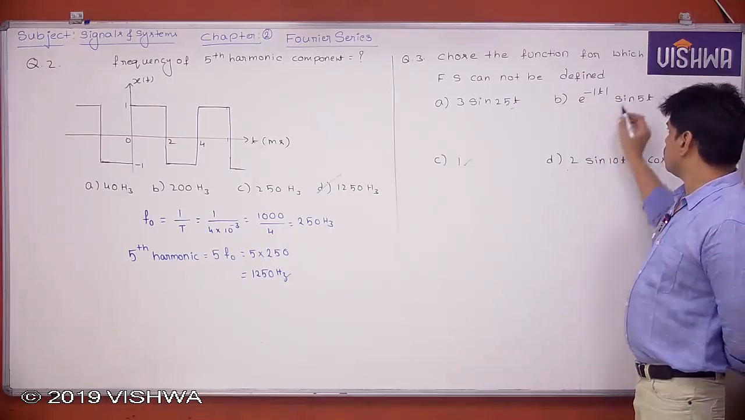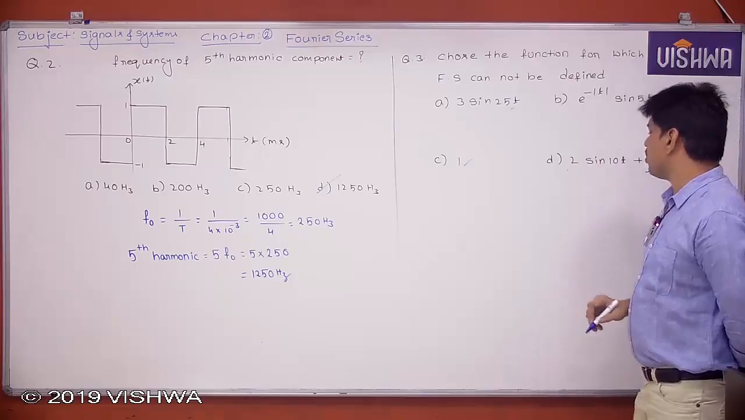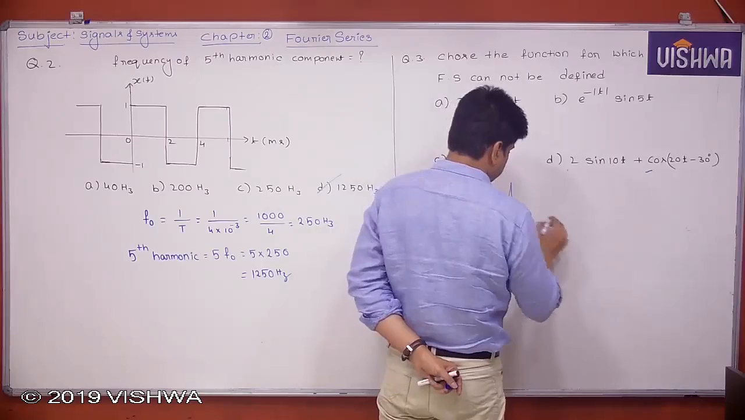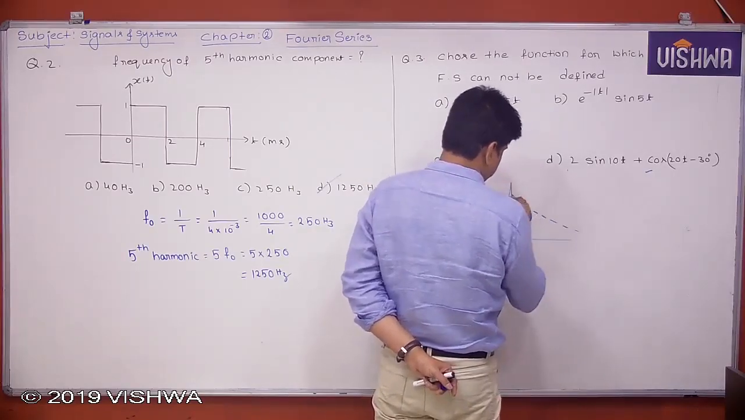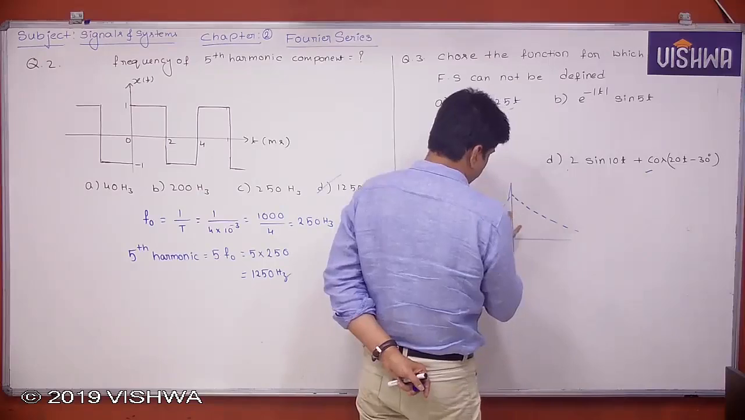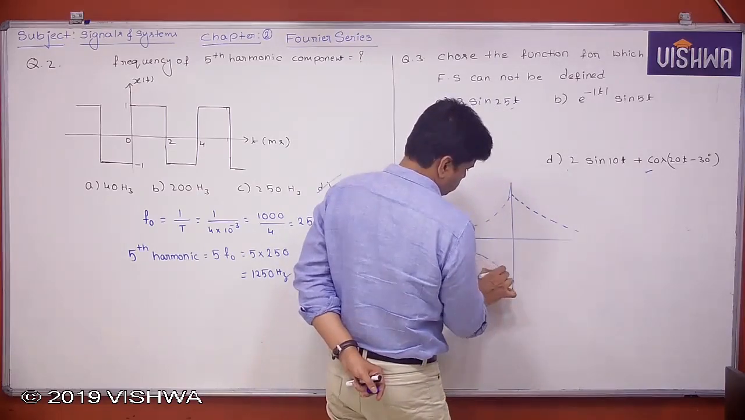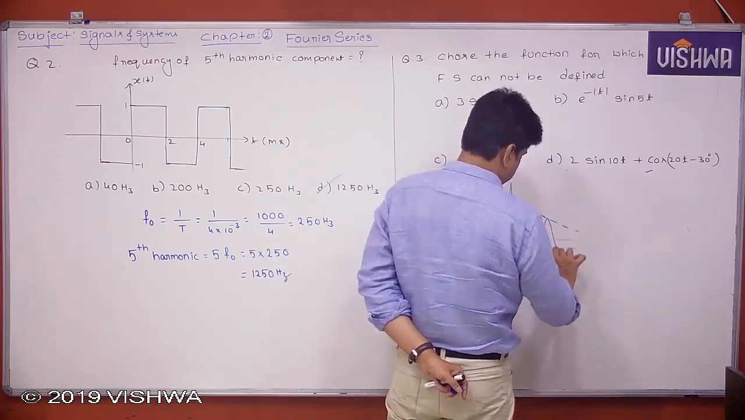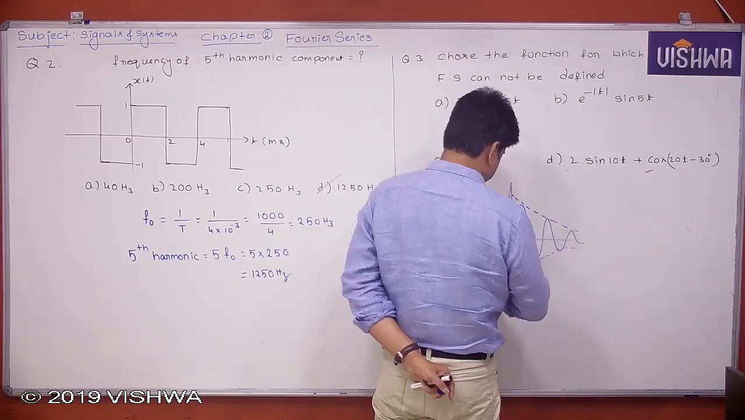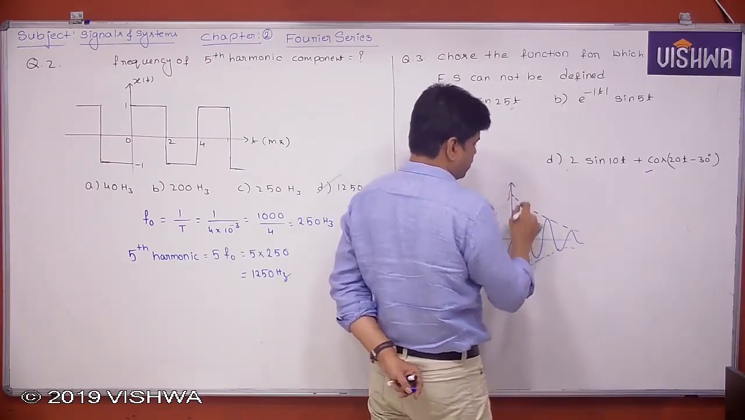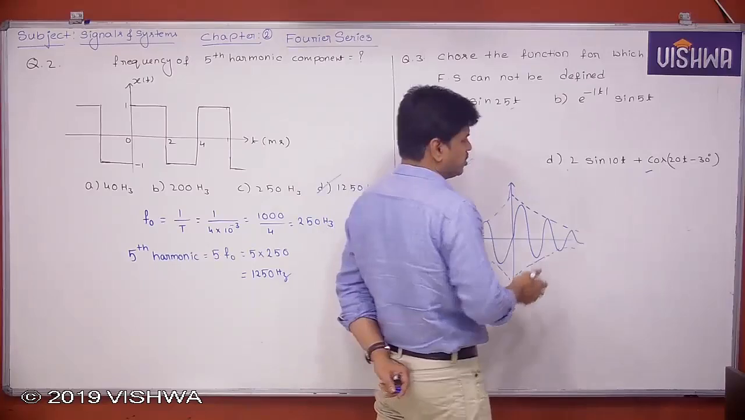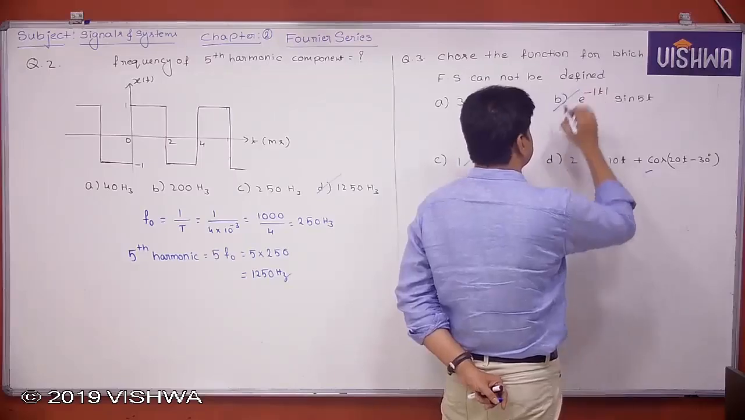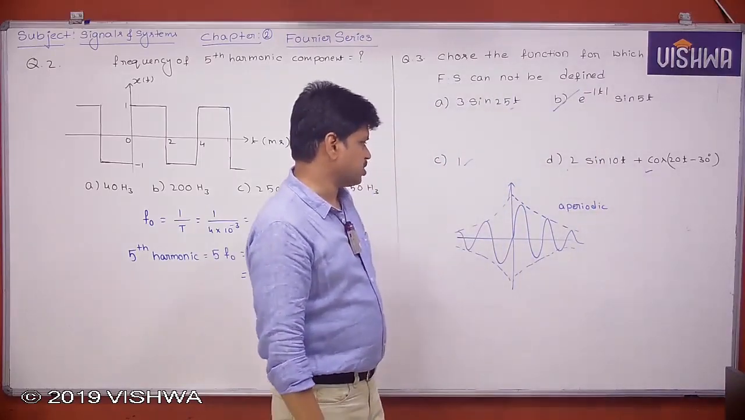Why? The amplitude of this sine function is e power minus mod t. How does e power minus mod t look? To draw this signal, the signal is like this. Is it periodic? Definitely not, because it keeps on decreasing on this side and this side. So it is aperiodic. If it is aperiodic, then it is not a valid Fourier series expansion. Clear? Take it.